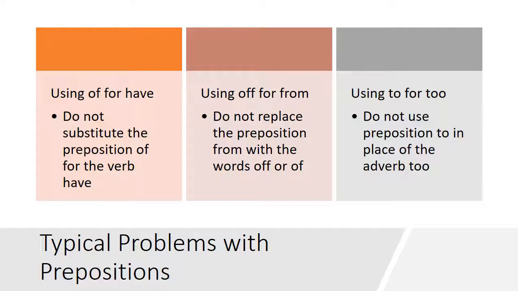Using off for from: do not replace the preposition from with the words off or of. For example, Christine borrowed the pen from Brandon. She did not borrow it off of Brandon. She borrowed it from Brandon.